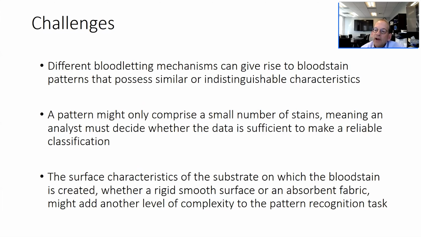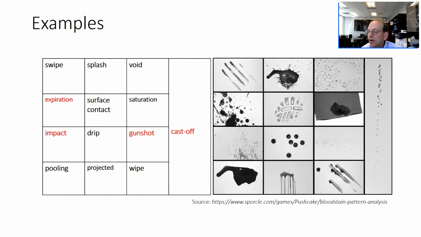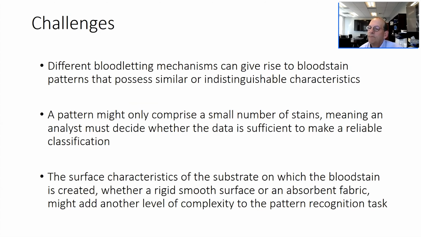The starting point for us is that it's possible some mechanisms, as you can see here, appear to be easily distinguishable, but some, for example, impact and expiration, may be less so. And in some instances, there might not be a lot of data, and so it might be hard to make the determination. In addition, the determination may depend on characteristics of where the bloodstain was.